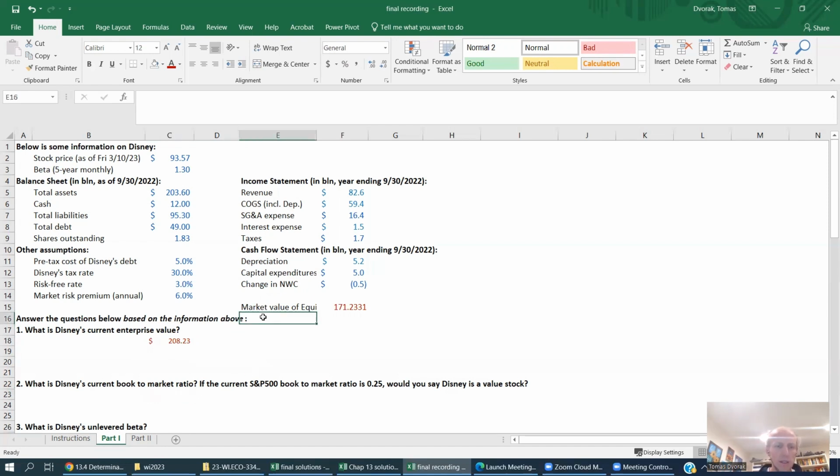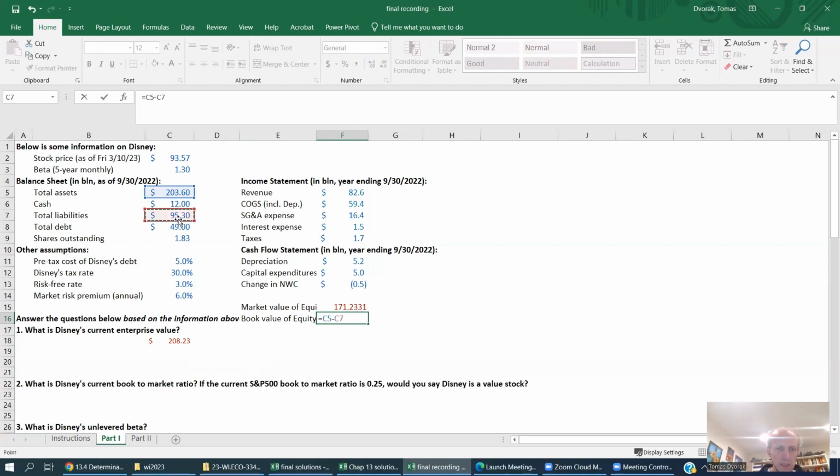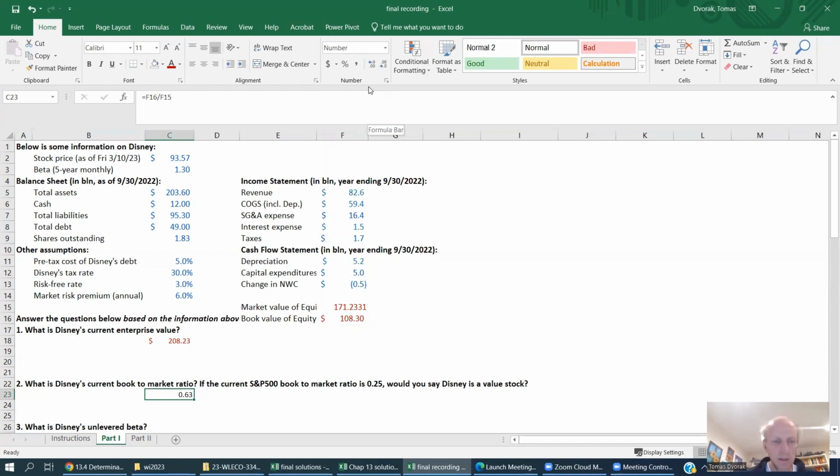What is Disney's current book to market ratio? So let's calculate the book value of equity. Well, that's just going to be total assets minus total liabilities. It's right here. So let's make that red. And the book value to market is going to be book over market. And it shouldn't be formatted as a currency, it should just be a number. 0.63.